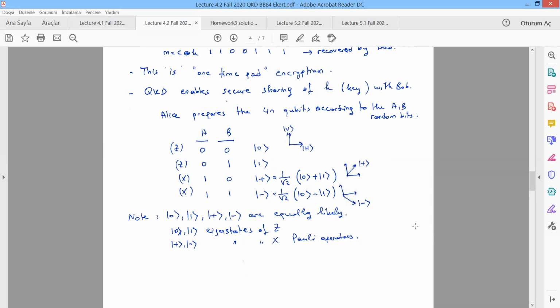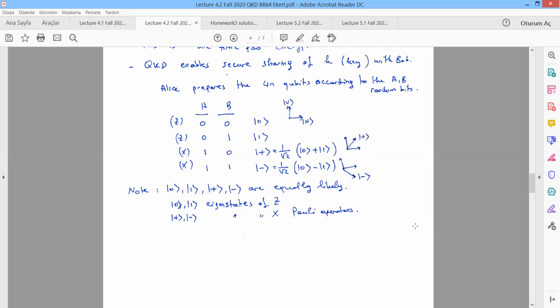So we note several things. We note that the states of these qubits are all equally likely, because the states cat0, cat1, cat plus, and cat minus are equally likely, because A and B are uniformly distributed random variables. And we also note that cat0 and cat1 are the eigenstates of the Pauli Z operator, and cat plus and cat minus are the eigenstates of the Pauli X operator.